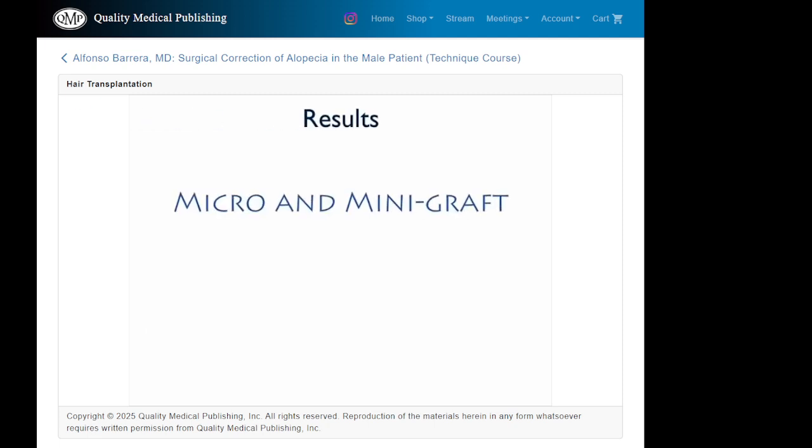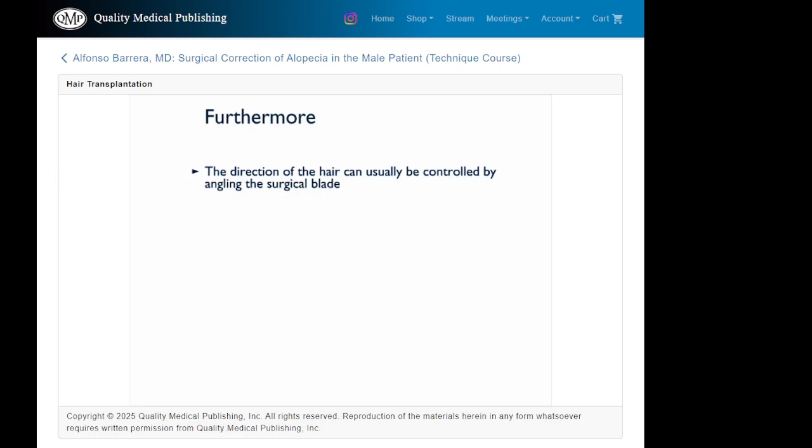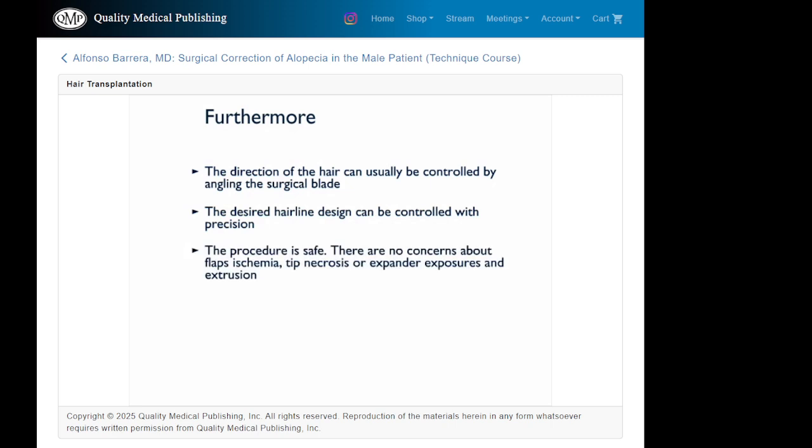Results. The micrograft and mini-graft hair transplantation technique provides superior results compared with other hair restoration techniques. This procedure provides natural results, short-term and long-term. Minimal scarring, usually undetectable. Minimal downtime. The transplant can often be accomplished in just 1 or 2 sessions. Furthermore, the direction of the hair can usually be controlled by angling the surgical blade. The desired hairline design can be controlled with precision. The procedure is safe. There are no concerns about flap ischemia, tip necrosis, or expander exposures and extrusion.